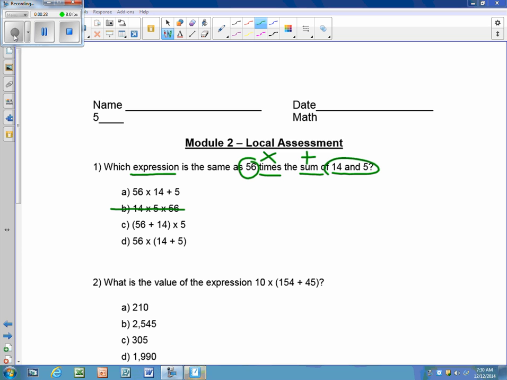And now I'm going to look at the rest, and I want to find the sum of 14 and 5. So this has the sum of 14 and 5. This does not. And this one also has the sum of 14 and 5. And then it says 56 times the sum. I have to find the sum first, so I want parentheses, so I know that my choice is letter D.